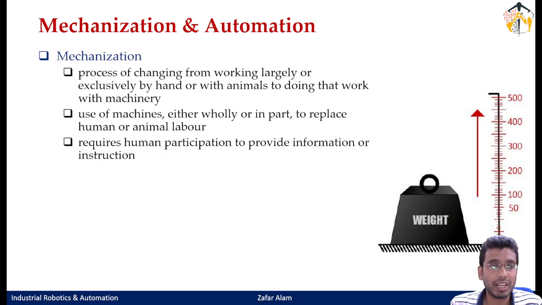Okay. So again, whatever I have said, the same thing is written here. It's mechanization. So it is a process of changing from working largely, or exclusively, by hand or with animals. Why is it animals? For example, you are pulling something, or say a lever pulley mechanism is there. So say you are using some animals, say bullocks, to pull something over a pulley and then lift it. So even that force may be used. So they all are manual work.